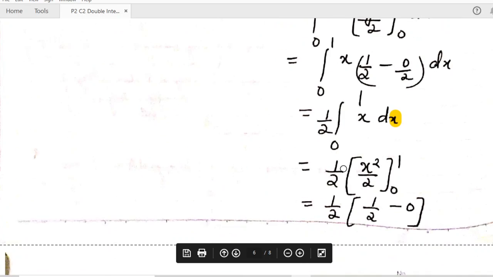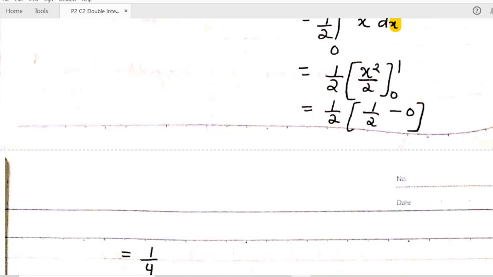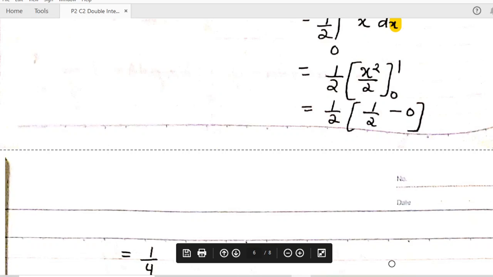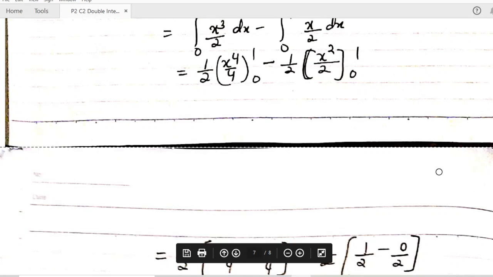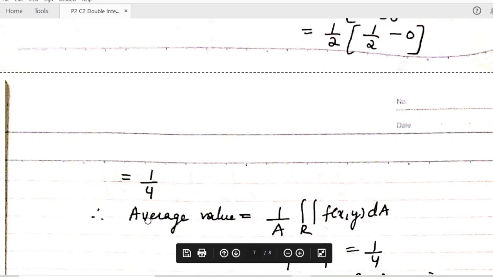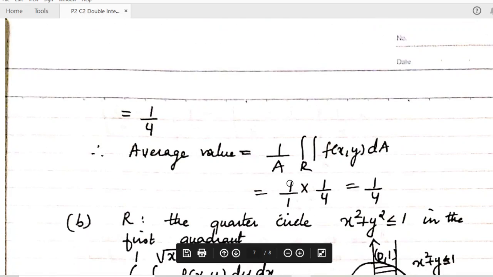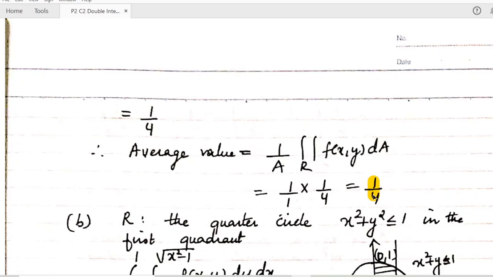In the next step, we integrate with respect to x. So we get half into x square by 2, limit from 0 to 1. So half into upper limit 1 by 2, minus lower limit 0. So you get half into half, that is 1 by 4. So the average value is 1 by A into the double integral of f of xy dA. We know that the area is 1, so 1 by 1 into the double integral, which is 1 by 4. So we get the answer as 1 by 4.